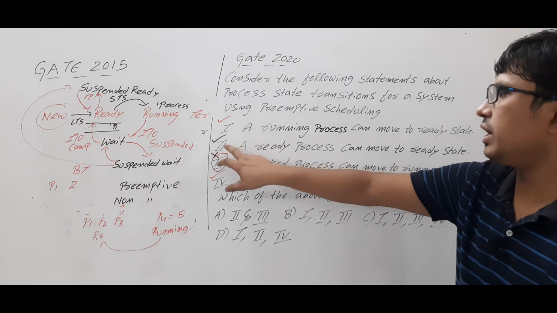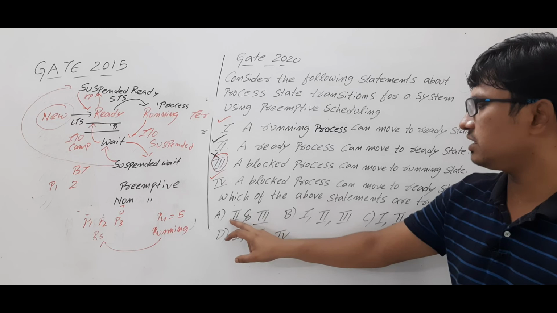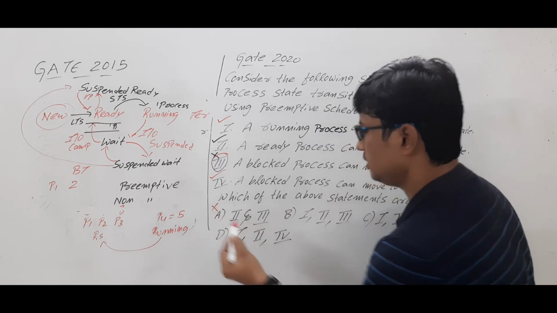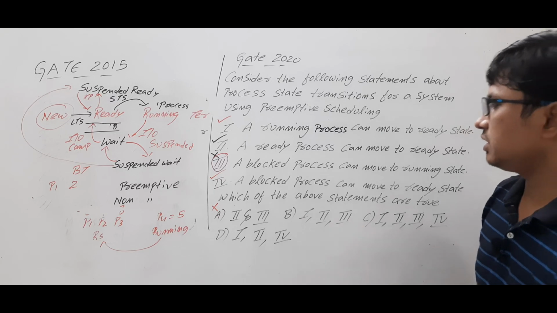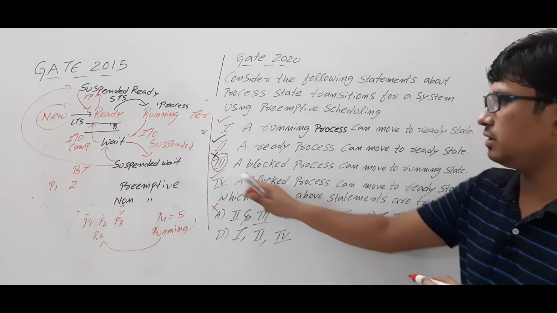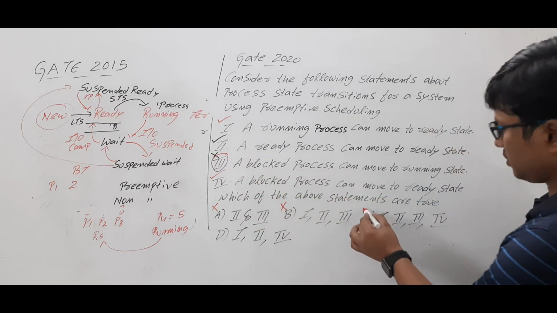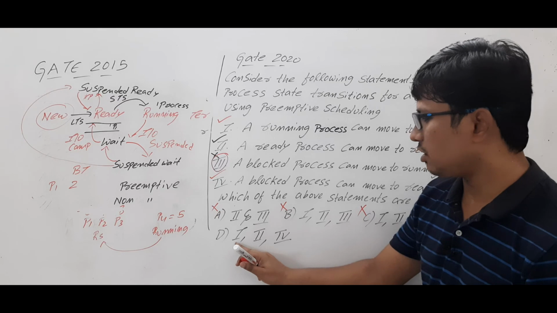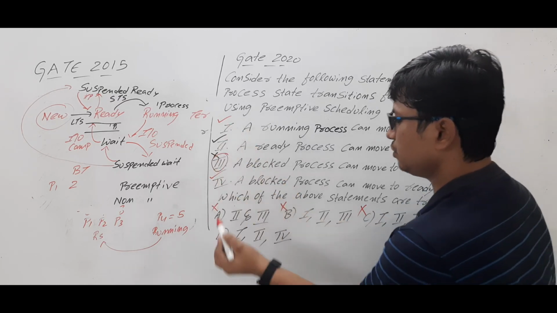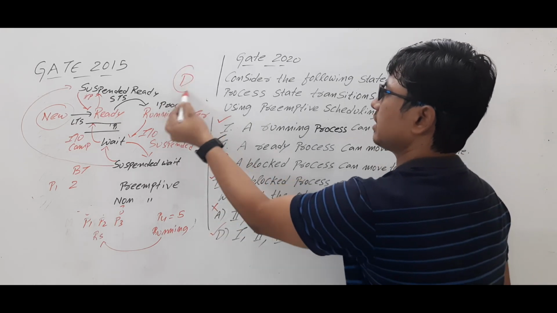We found that 1, 2, 4 are true. Look at each option. Option A, they are saying 2 and 3, which is wrong because statement 3 is wrong. Option B is 1, 2, 3. Even this is wrong. Why? They are saying statement 3 is true, but we found that statement 3 is false. Option C, 1, 2, 3, 4, even it is wrong. Look at option D. 1, 2, 4. Yes, statements 1, 2, 4 are right. So for this question, option D is right.